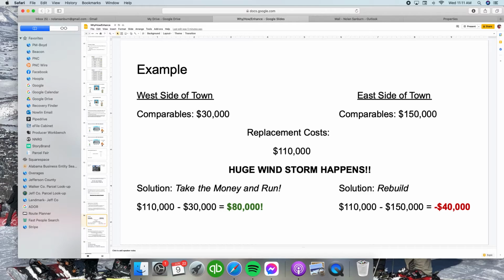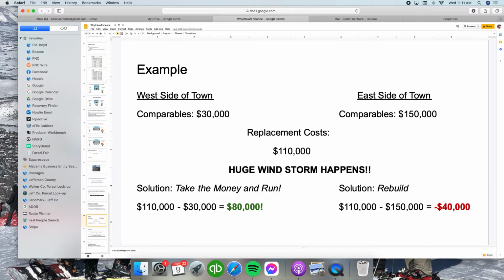So on the west side of town, if you've insured it up to 100%, you're taking the money and running, man. The insurance company's going to cut you a check for $110,000. Your investment was only $30,000 because of what the comparables are over there. So you just made $80,000 just by properly insuring that property.